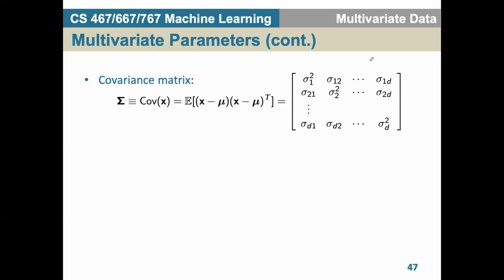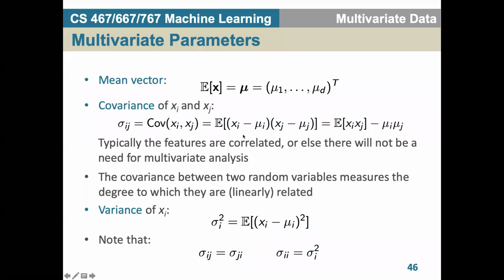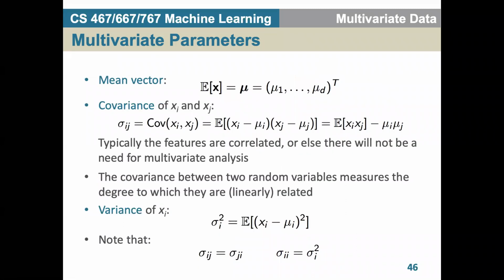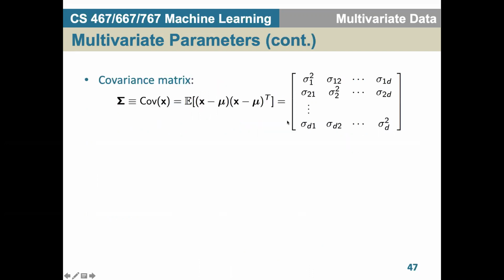Sigma 2,1 versus sigma 1,2, does that end up being a different value? No, they're the same. Sigma ji is just swapping these two. So it's swappable. It's a symmetric matrix, which means along the diagonal, these two are the same. These two are the same. I hope you can see it.